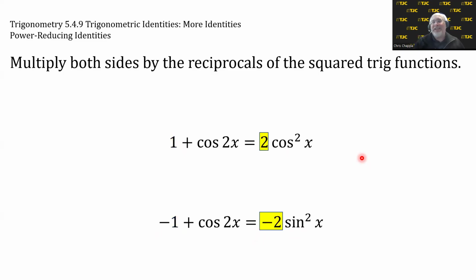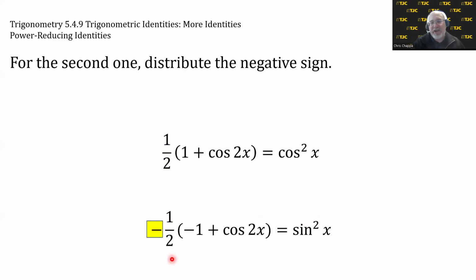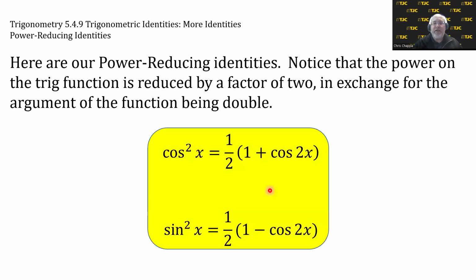Next, we're going to multiply both sides by the reciprocal of the squared trig functions. For example, we're going to multiply both sides of the top equation by 1/2 and both sides of the bottom equation by negative 1/2. That will isolate the squared trig functions on both. Now, for a little cleanup on the second one, we're going to take the negative off this 1/2 and distribute it to the two terms in the parentheses, making the 1 positive and the cosine 2x negative. And notice that the left sides of these pretty much have identical structure except one is plus and one is minus. And these are our power-reducing identities.